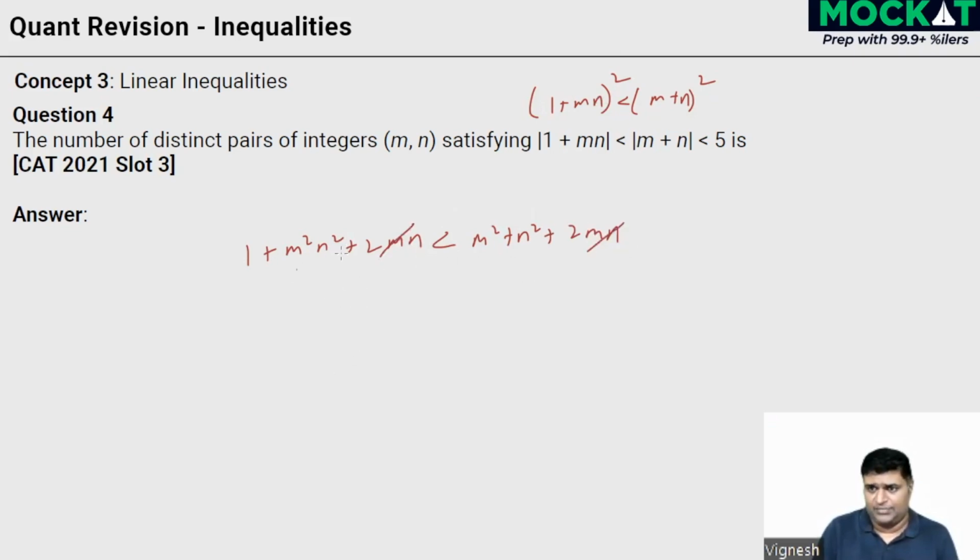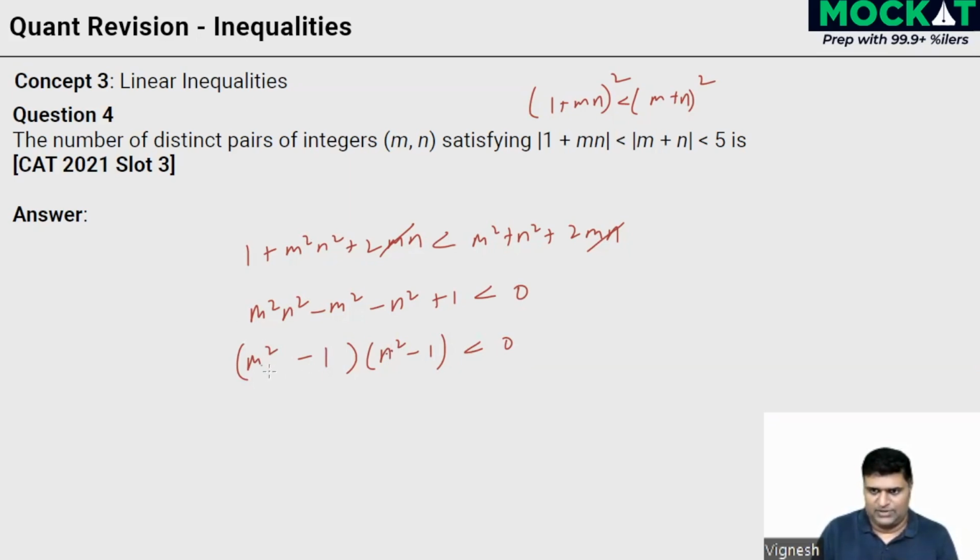These two get cancelled. And if I move these to the side, m square n square minus m square minus n square plus 1 is less than 0. Now, if I take an m square common, I'm going to be getting an n square minus 1. And if I take a minus 1 common, it's again n square minus 1. And that's it. M square minus 1 times n square minus 1 has to be negative. I know m square and n square are going to be positive for sure. They're both going to be positive. How do I ensure that one of them is negative, right?